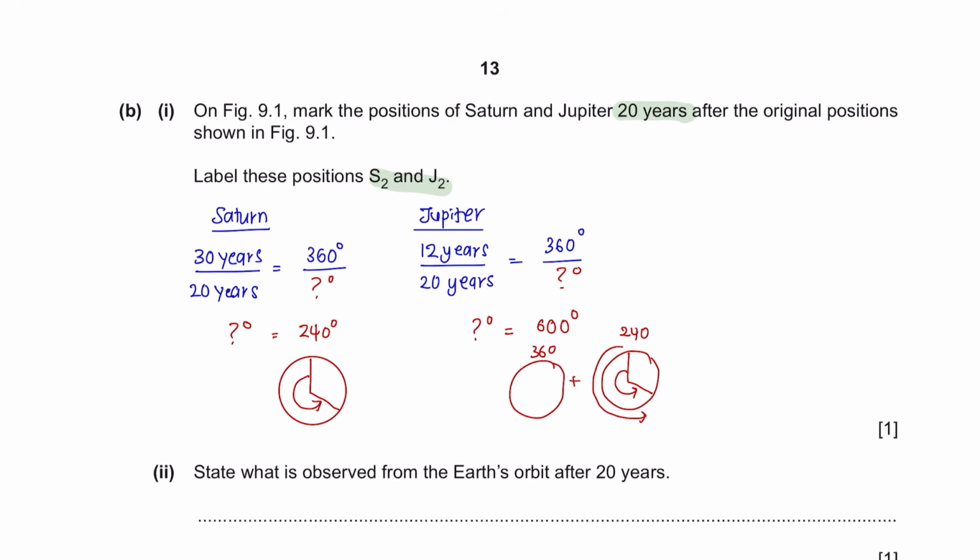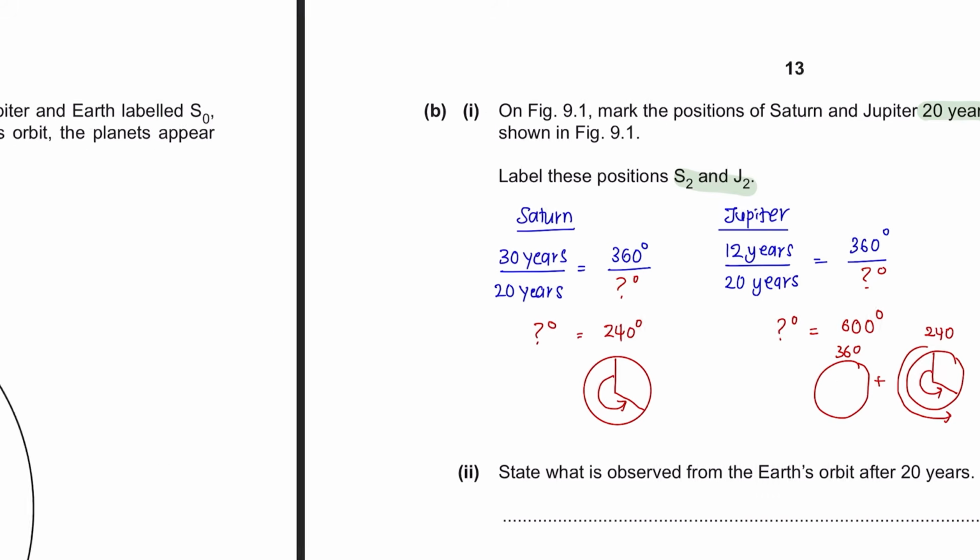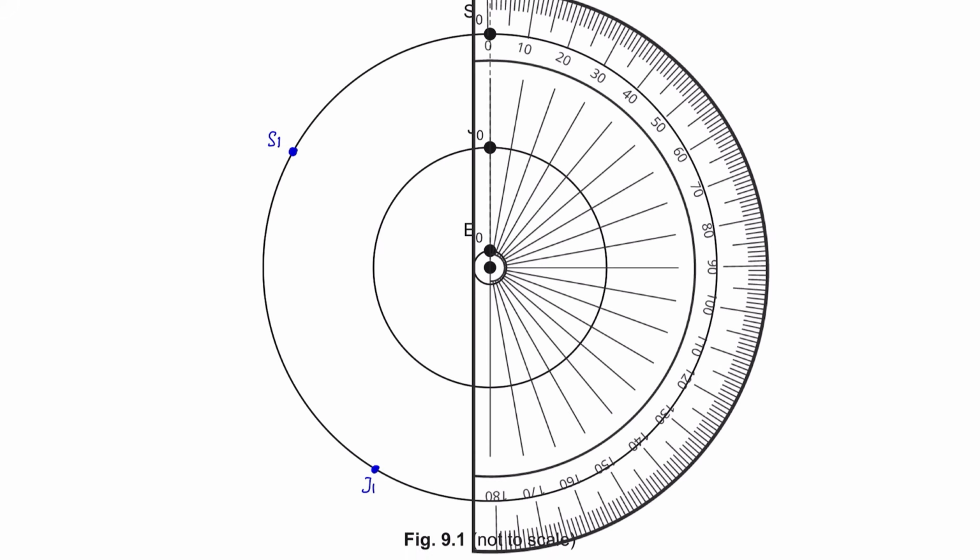So let's use our protractor and find the positions of S2 and J2 on the diagram given here. Okay, so now we are looking to find 240 degree angle from the original position, which is here. So half a circle meaning that it has already traveled 180 degrees, and we need to find another 60 degrees from here, which would be at this angle.